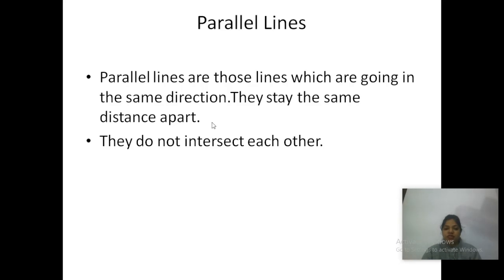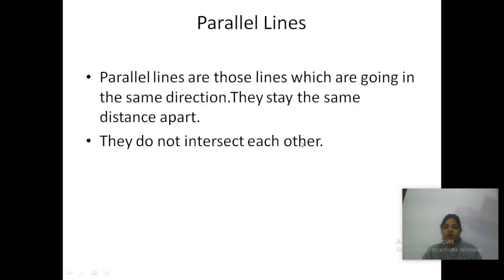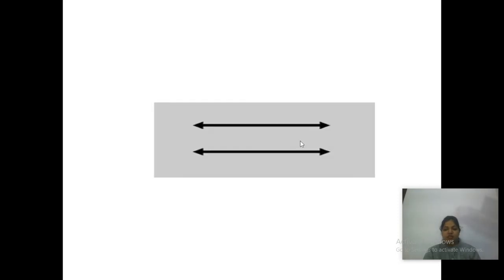Now you can see that these lines are going in the same direction. See, they are going in the same direction from left to right, and this is also from left to right, and they stay the same distance. See students, the distance between them is the same. You can see the distance is the same, right?